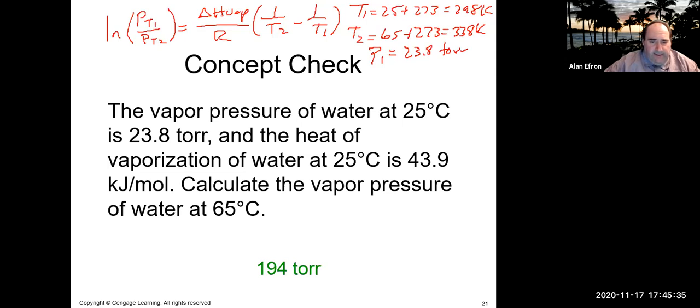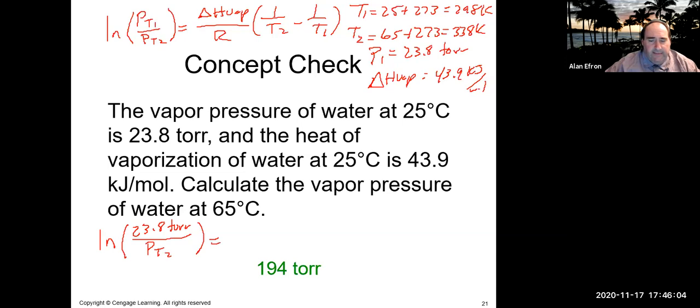And let's see here. We got temperature, that. We got delta H of vaporization is 43.9 kilojoules per mole. All right, so we do have everything that we need here. We could take the natural log of our P1, which was 23.8 torr. We can leave it in torr. We don't have to convert it over our P of T2. That's going to be equal to 43.9 times 1,000 joules divided by 8.314 joules per Kelvin per mole.